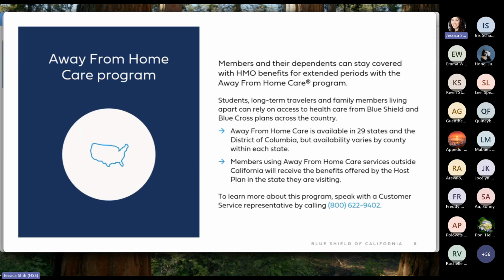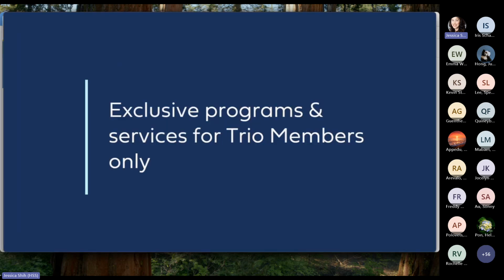The Away from Home Care program offers students, long-term travelers, and family members living apart access to health care from Blue Shield and Blue Cross plans across the country. The Away from Home Care program is available in 29 states and the District of Columbia, but availability varies by county within each state. Members using Away from Home Care services outside of California will receive the benefits offered by the host plan in the state they are visiting. To learn more about this program or to speak to a customer service representative, please call 800-622-9402.